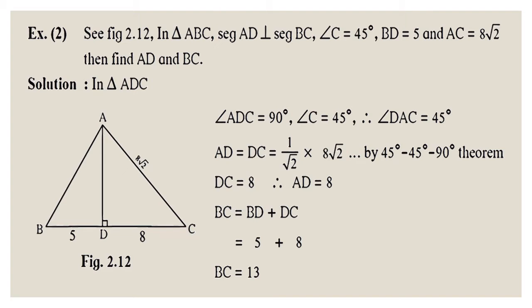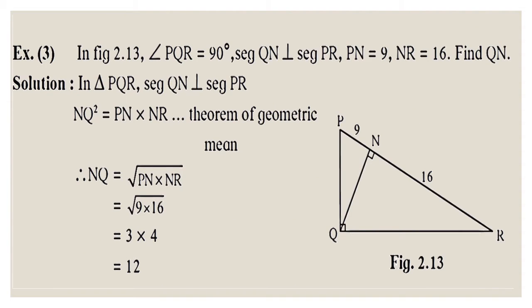So let's see the next problem. This is example 3, wherein we will use the geometric mean theorem, because if you see this triangle PQR, from the 90 degree vertex they have drawn a perpendicular towards the hypotenuse, that is QN. Then they have given values of PN and NR, these two segments to which the hypotenuse is divided. We need to find this perpendicular.